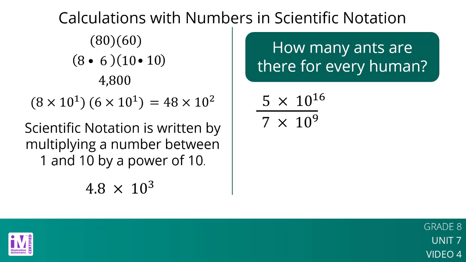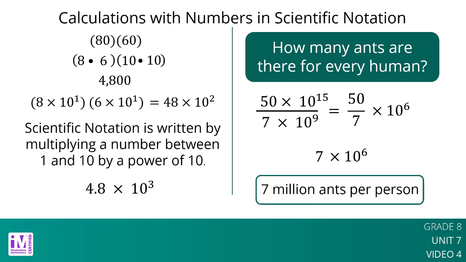Rewriting the numerator to have the number 50 instead of 5, we get the quantity 50 times 10 to the 15th power divided by the quantity 7 times 10 to the 9th power. This gives us 50 divided by 7 times 10 to the 6th power. Since 50 divided by 7 is roughly equal to 7, there are about 7 times 10 to the 6th power, or 7 million ants per person.